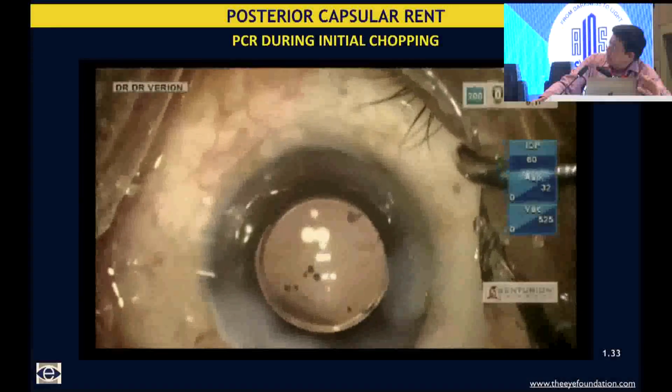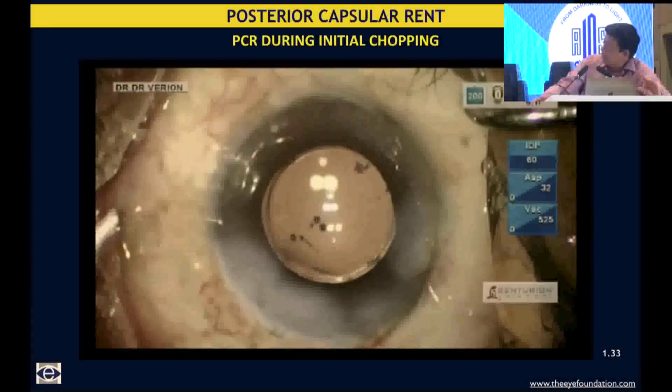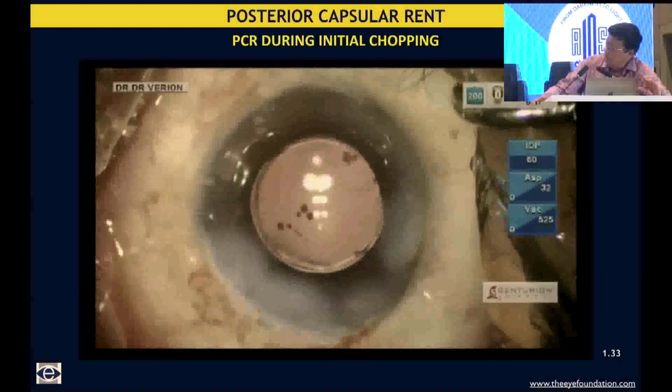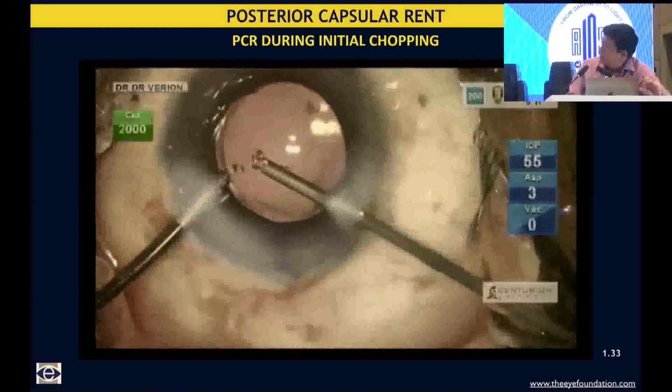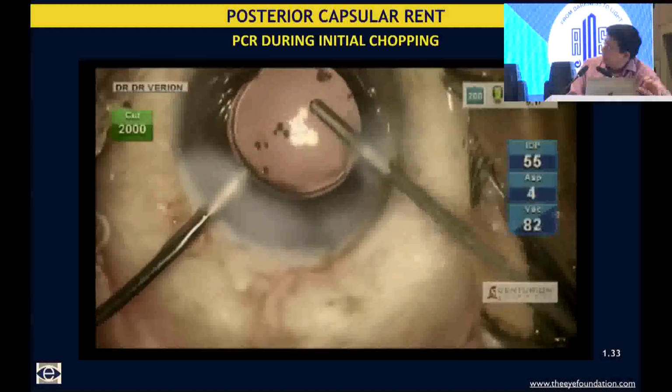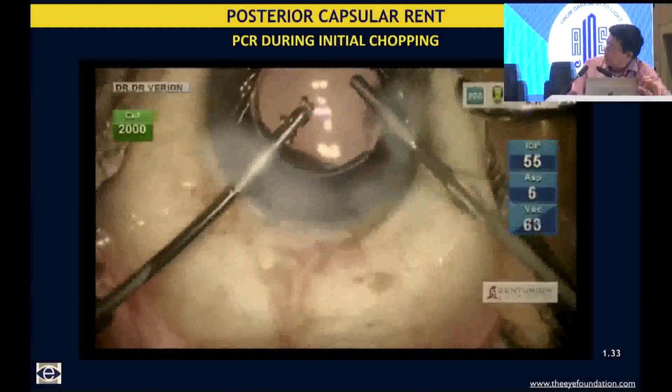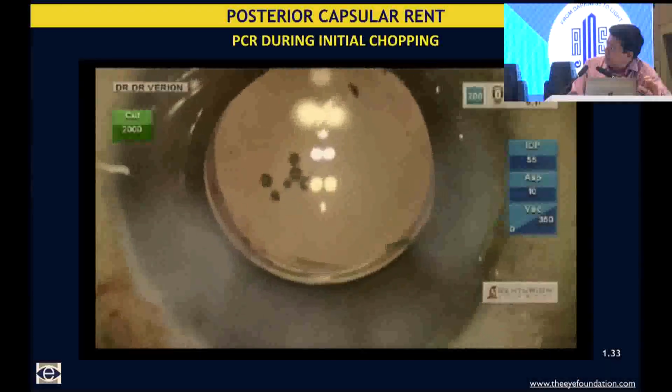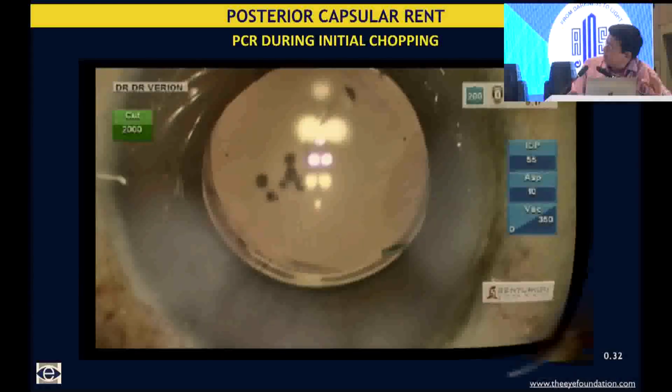And that's a 3-piece lens which is injected into the sulcus, and an optic capture is also created to stabilize the lens. And it's extremely important that you ensure that there are no vitreous strands in the anterior chamber at the end of the surgery.